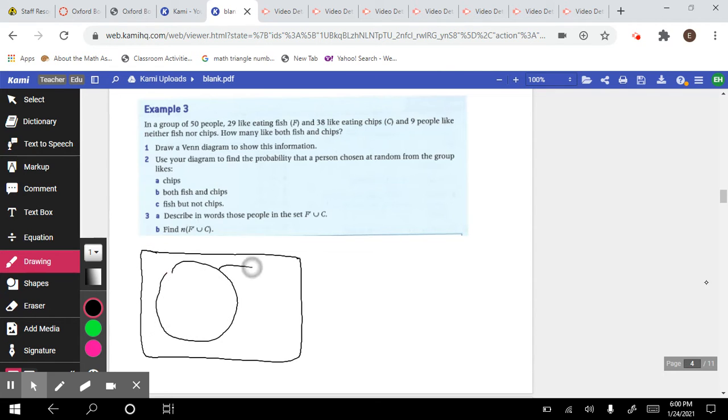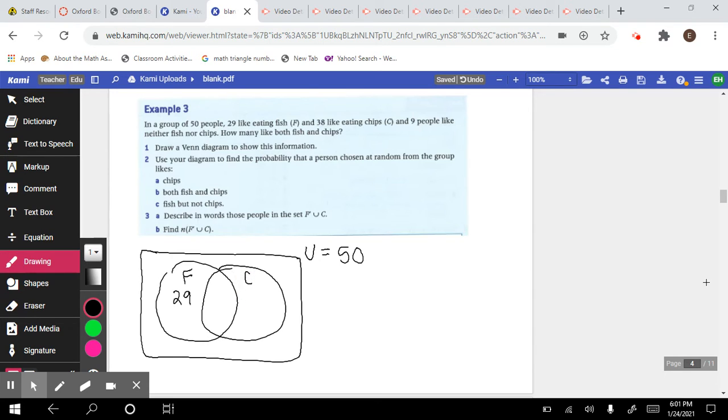We're going to assume that these two circles are going to cross. So we have 50 people total in our universal set, so that's going to go out here. We have fish people, which are 29. And you have to remember that this 29 actually goes into the center part of the circle. So what we're going to end up doing is adjusting some of these numbers to show just what is in the fish category and just what's in the chip category.